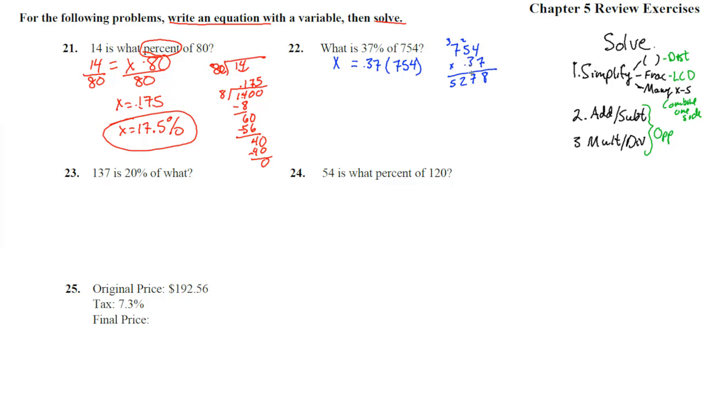Then put a 0 for that next column. 3 times 4 is 12. Carry the 1. 3 times 5 is 15, plus 1 is 16. Carry a 1 again. 3 times 7 is 21, plus 1 is 22. Now we add: 8 plus 0 is 8, 7 plus 2 is 9, 2 plus 6 is 8, 5 plus 2 is 7, and 2 is just a 2. We have 2 digits behind the decimal, so 278.98. That is 37% of 754. Good. Next one.